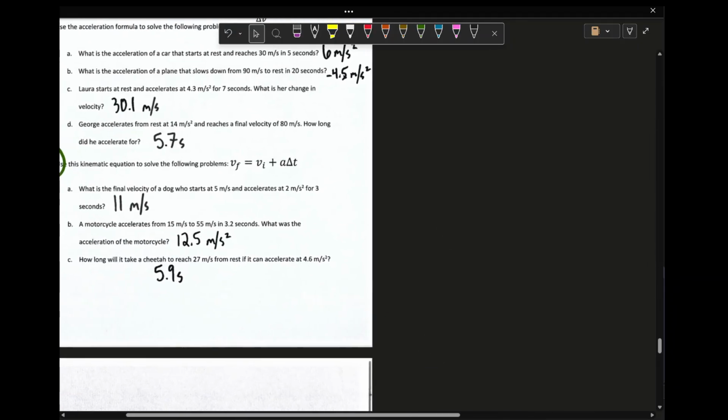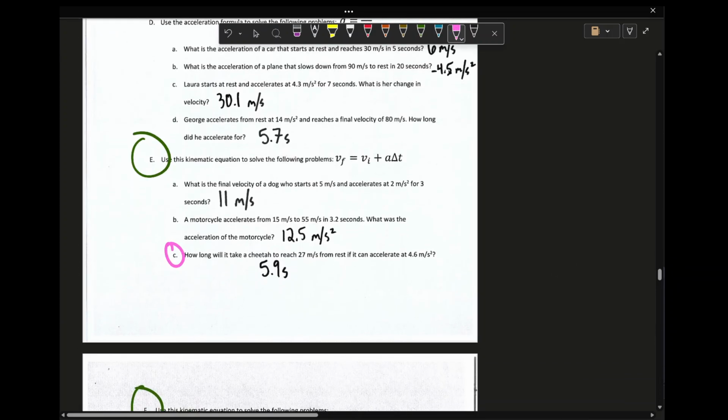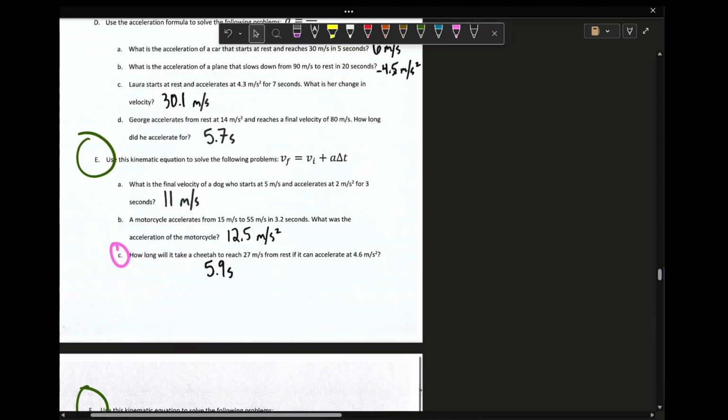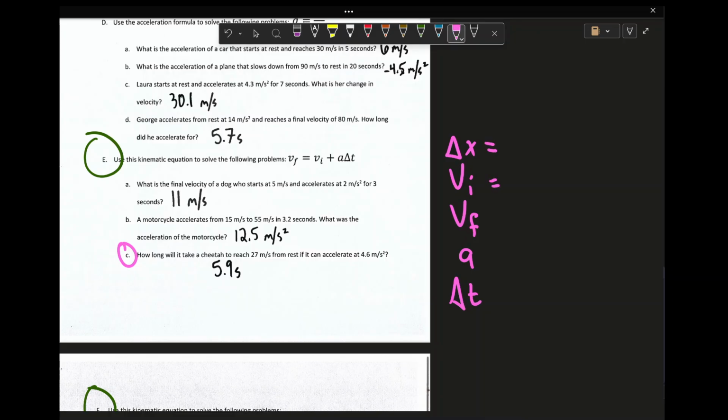Kinematic equations. Let's do C. How long will it take a cheetah to reach 27 meters per second from rest if it can accelerate at 4.6 meters per second squared? The kinematic problems typically all start the same way. So assuming that we have a non-zero acceleration, these are the 5 possible things that you could have. You're not always going to have all of them. You're not always going to need all of them. What you have and or need will depend on the problem. So let's just keep going here.